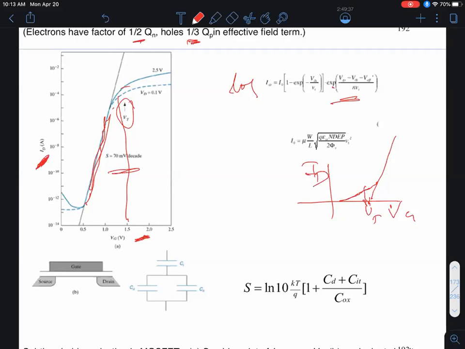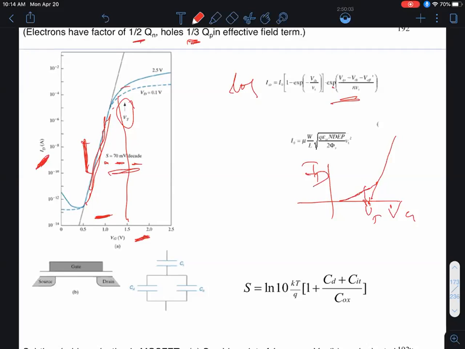Because you see the units over here. In this case, I get a value of 70 millivolts per decade. What does that mean? That means I have to change my gate voltage by 70 millivolts to change my drain current by 1 order of magnitude, 1 decade. So it's really not the slope, it's actually the reciprocal of the slope. But the convention is to call it the subthreshold slope. People are kind of sloppy.